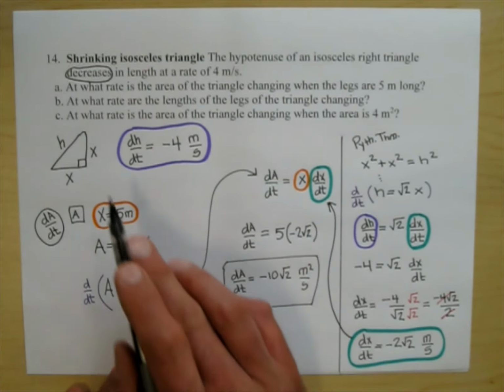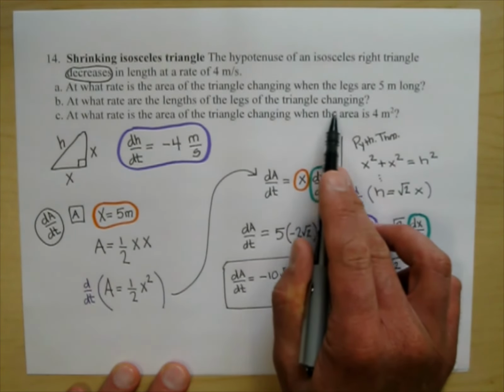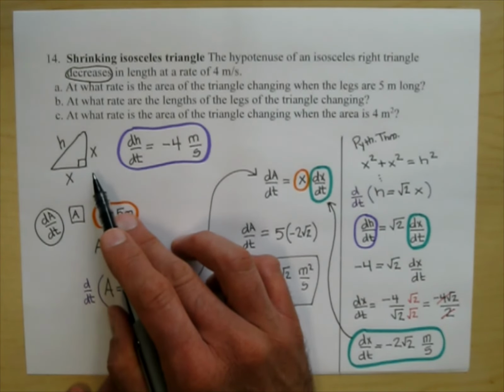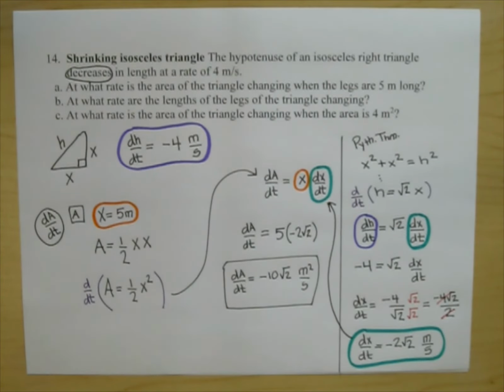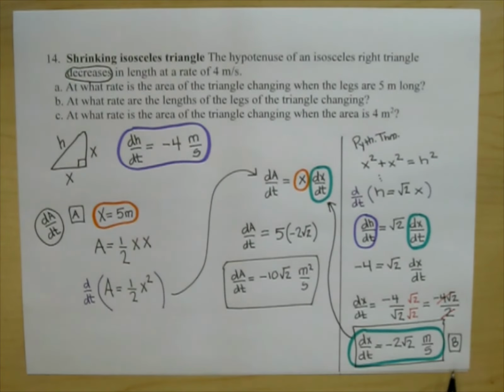Part B says, at what rate are the lengths of the legs of the triangle changing? The lengths of the legs, well, that would be dx dt. That's what they're looking for. But look around here. Do we have a dx dt? And the answer is, yeah, here's your dx dt right here. So this right here is the answer to part B. We have it right there. So it already has a green circle around it, but we'll box it anyway. So there's the answer to part B.